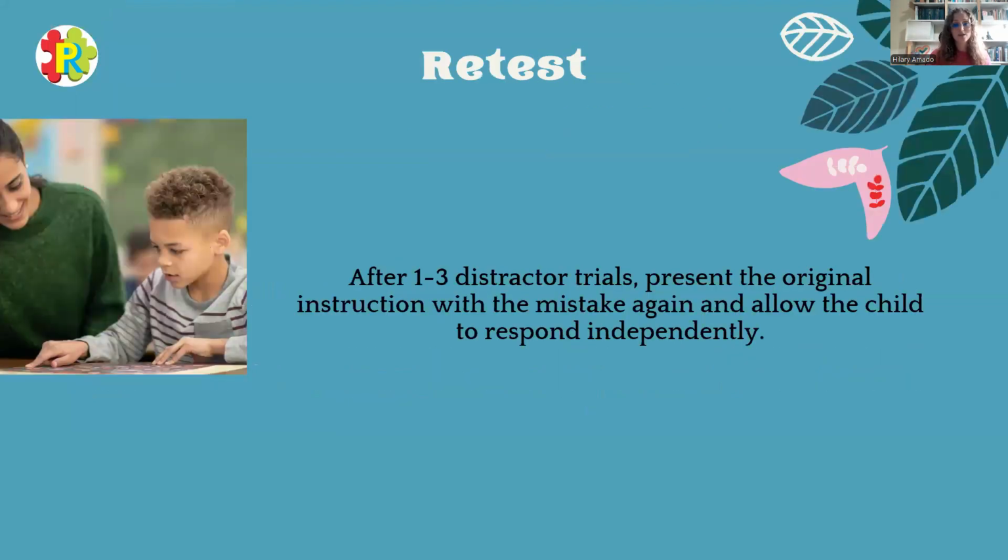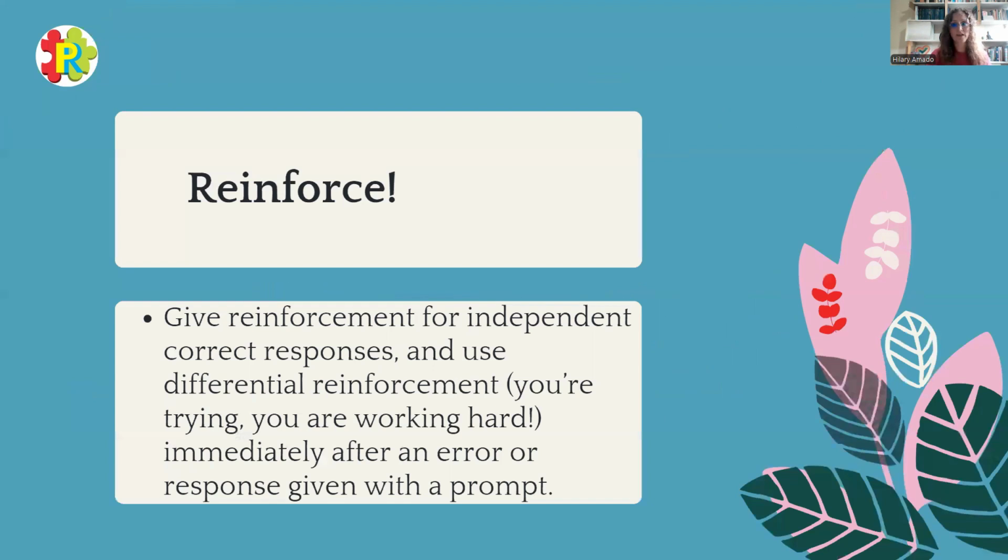After 1 to 3 distractor trials, present the original instruction with the mistake again and allow the child the chance to respond independently. Be ready in case you need to prompt. If a mistake is made, return to step 1, which would be block and prompt. And of course, reinforce. Give reinforcement for independent correct responses and use differential reinforcement.